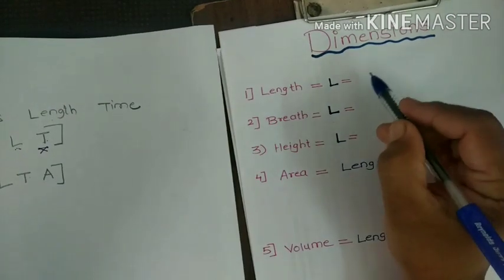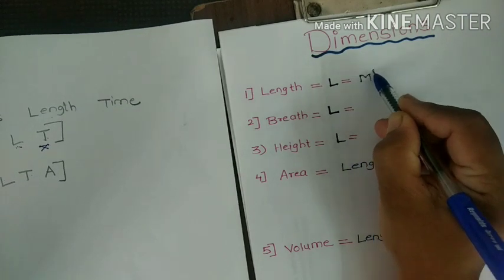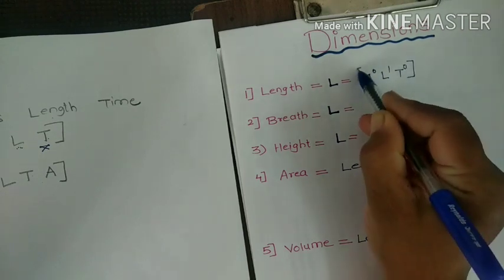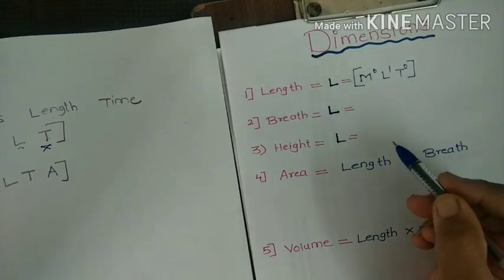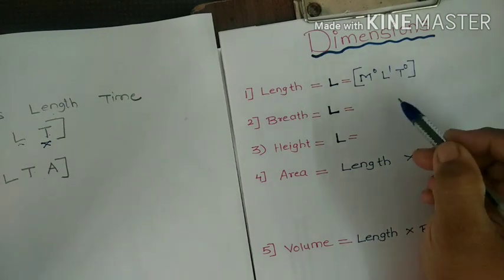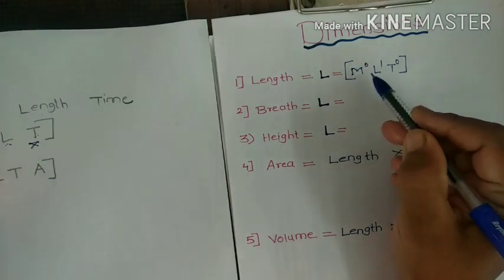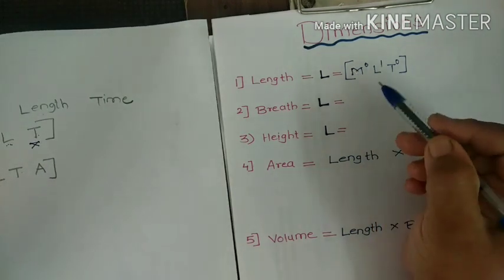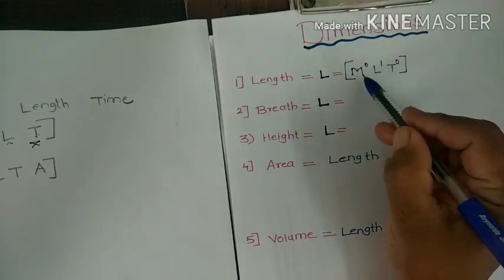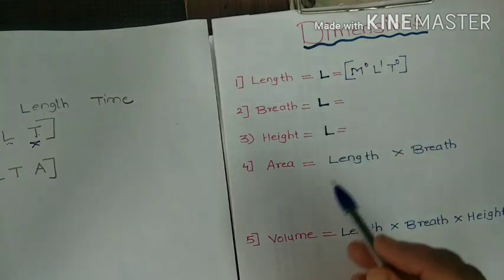That's why the dimensions of length is M0 L1 T raised to the power 0. M0 L raised to the power 1 T raised to the power 0. And we know that any number raised to the power 0 has value 1. That means there is no change in any dimensions.